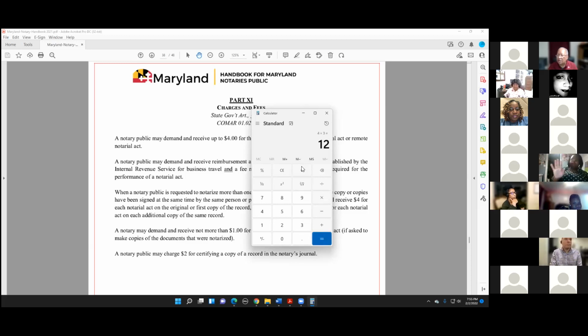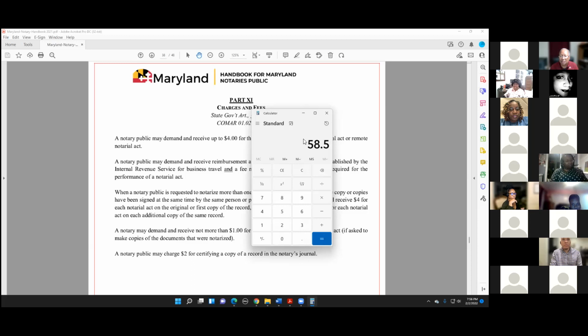For copy number 2, you charge $1 for each signature. Again, that's $3 for that copy. For copy number 3, $1 for each signature, that's $3 for copy number 3. So that's $12 plus $3 plus $3, which comes to $18. Then you charge the travel fee, plus for leaving your home or office, you can charge up to $5 as an administrative fee.